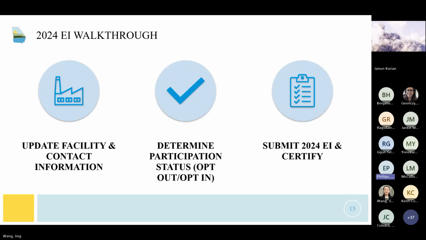Now we'll walk through the process of the 2024 Georgia Point Source Emissions Inventory. This process has three main parts. First, reporters will need to update their facility and contact information. Next, they will determine whether the Title V facility qualifies to be opt-in or opt-out. And finally, they'll submit their EI report or their opt-out determination in CARES.